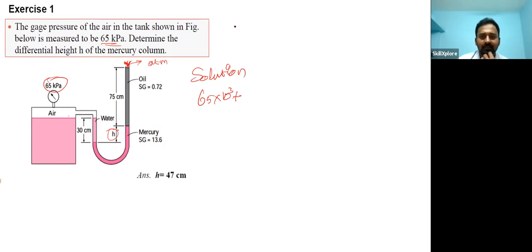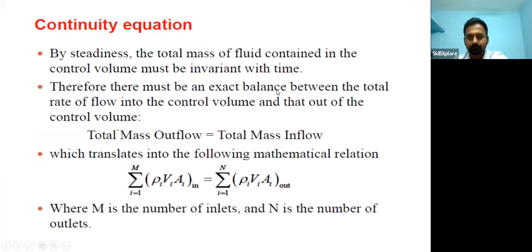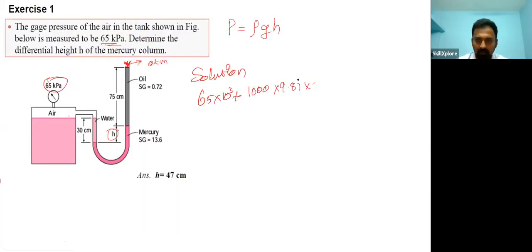So we all know that pressure is equal to rho g h. Okay. So similarly, in this way, we are going to calculate that. Here it is given as water. So water has a density of 1000 into g, the acceleration due to gravity, which is 9.81, into the h value, which is 30 centimeter. So convert it to meters, which is 0.3. Okay, this is 0.3 meters.